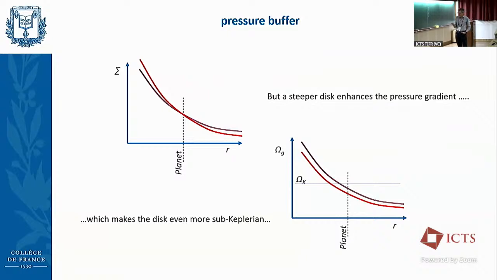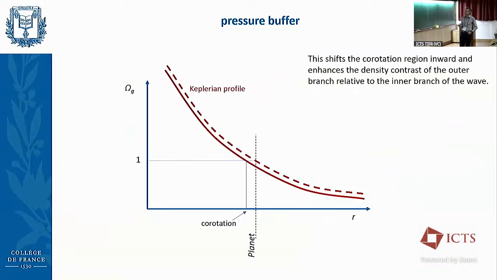So the co-rotation region becomes even further from the star, which weakens the inner part of the wave even more. And so in the end, you can make this disk as steep as you want, and you actually never make the inner wave win. On the contrary, the inner wave becomes weaker and weaker as the disk becomes steeper, because the disk becomes more and more sub-Keplerian, and the co-rotation region is shifted.